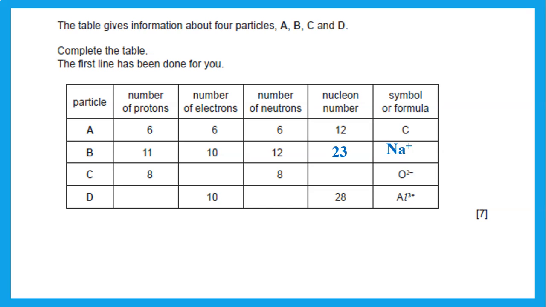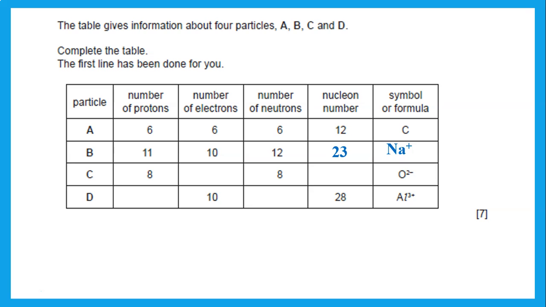Now, why did I put a positive charge on my symbol? Because if it is sodium, it's supposed to have 11 protons and 11 electrons. But he's saying it has only 10. That means it has lost 1 of its electrons, and that means it has an extra positive charge. Are we following?